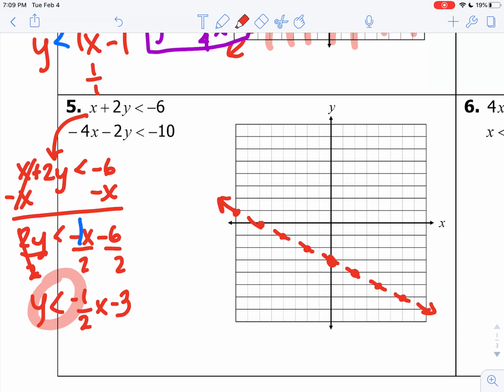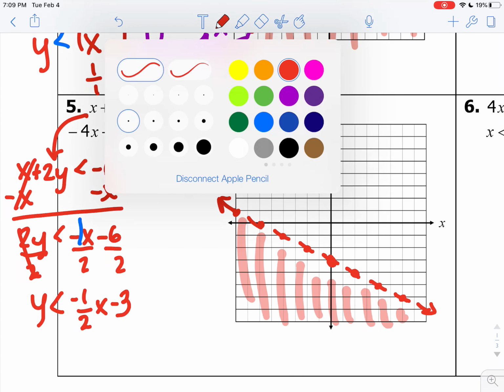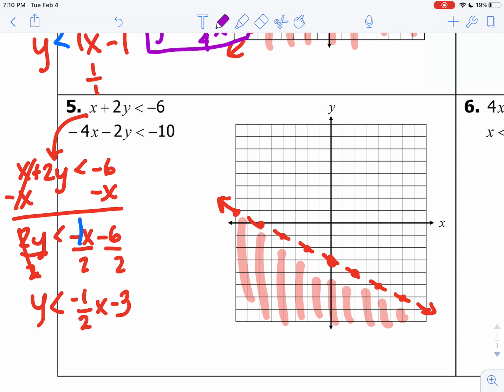Okay, this says less than, so we're going to go down this way. Okay, and then let's do the next one. Again, I'm just going to erase all this.